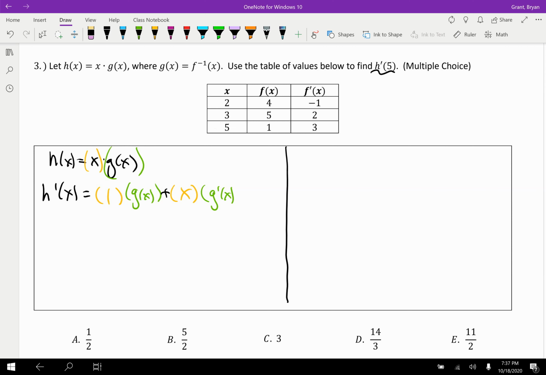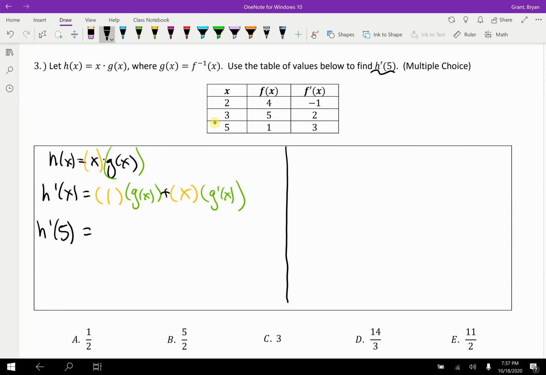Now some of you might say, what about the chain rule? Do we need the chain rule? Sure. But the derivative of x is just 1. And so we don't really need the chain rule here. So derivative of g of x is just g prime. All right, and then I think we need to go ahead and find h prime of 3. Nope, h prime of 5. There we go, and we're doing that because that's what they told us to do.